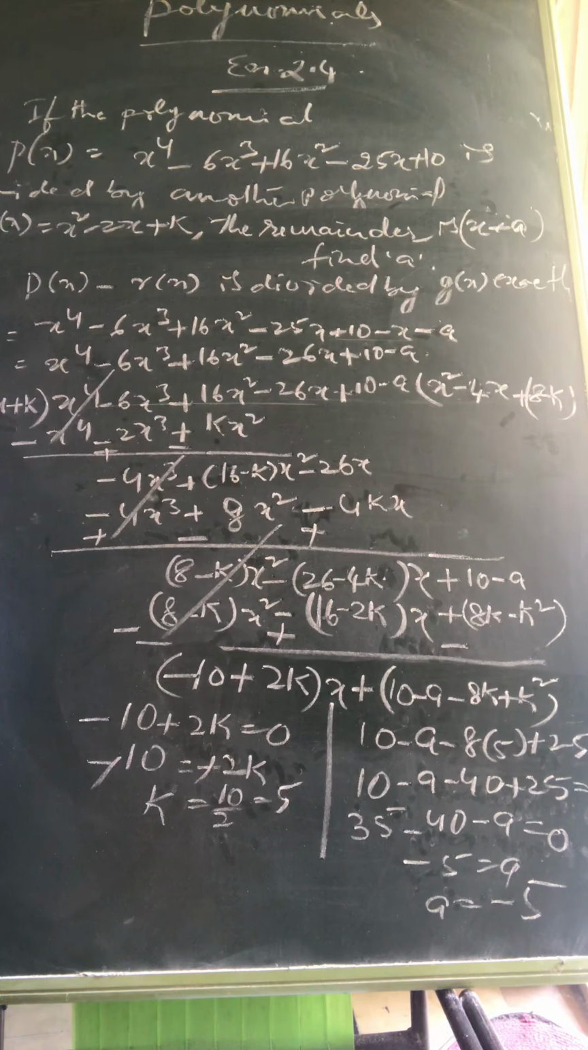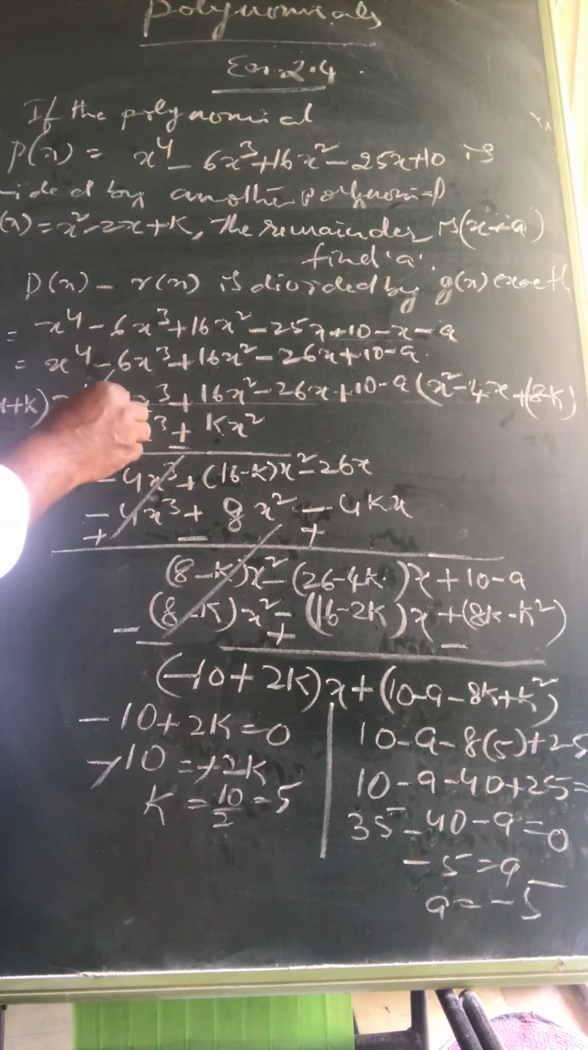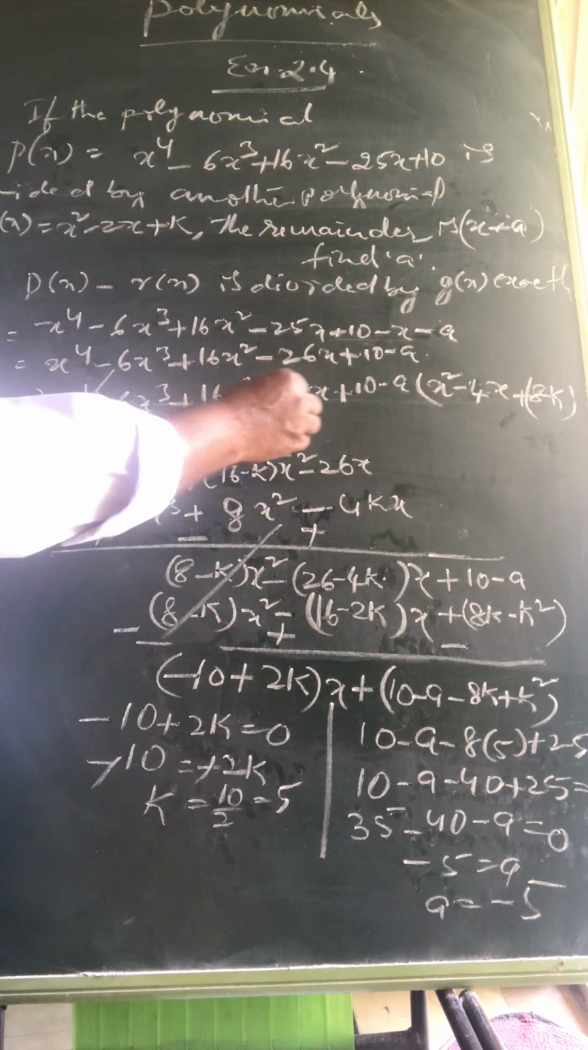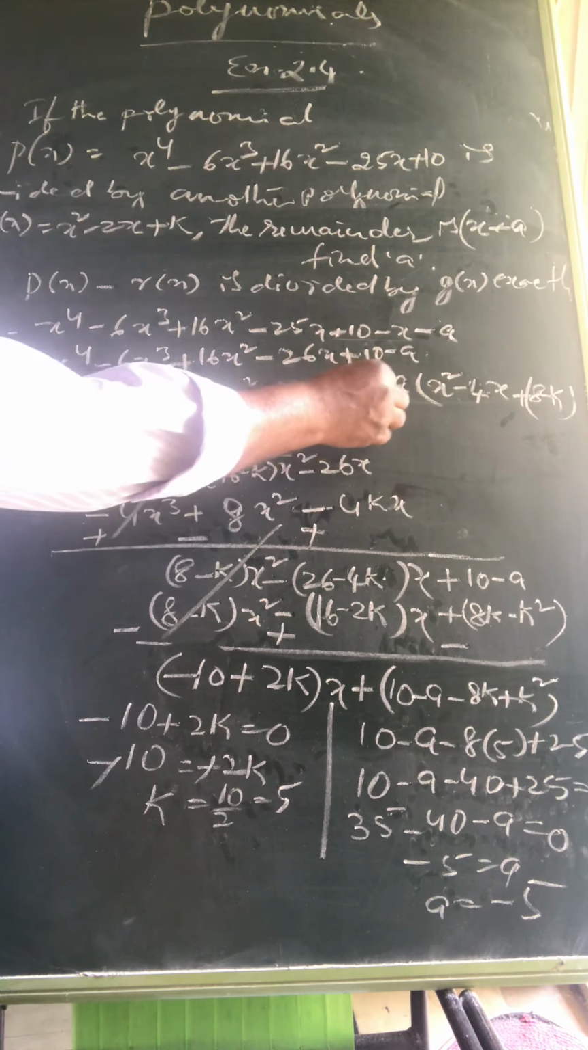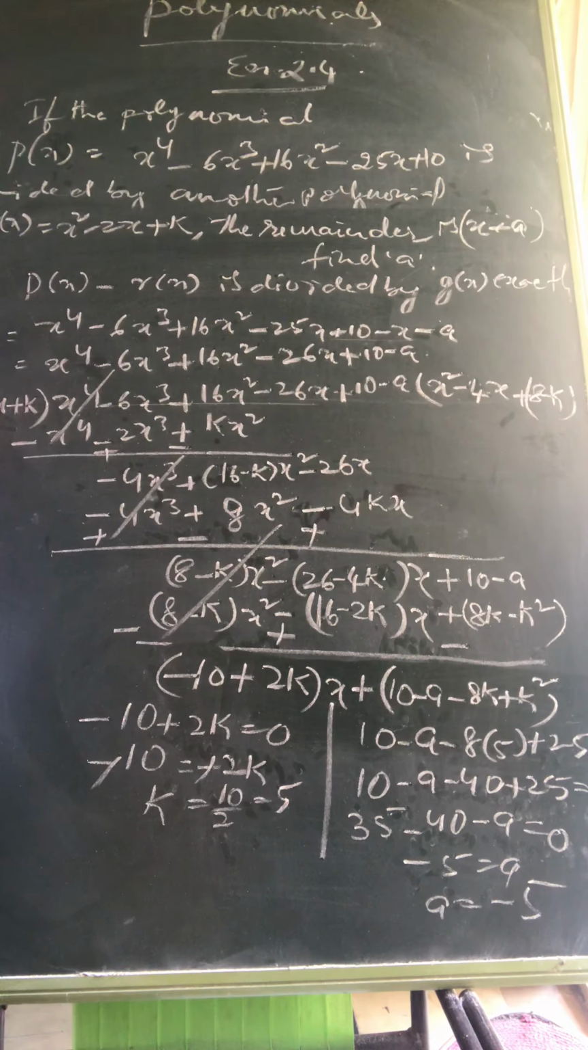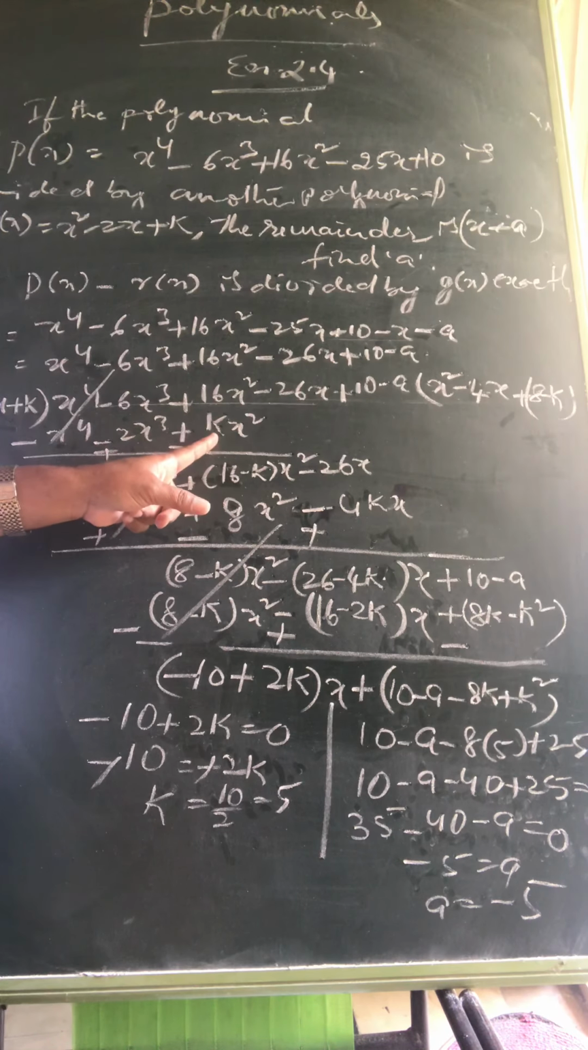Now we come to the actual division. x to the power of 4 minus 6x cube plus 16x square minus 26x plus 10 minus a divided by x square minus 2x plus k. Here x square is there, here x to the power of 4. In the division we have to cancel the first term compulsorily. To get that x to the power of 4, we have to multiply this by x square. So x square into x square, x to the power of 4, x square into minus 2x, minus 2x cube, x square into plus k, that is plus kx square.